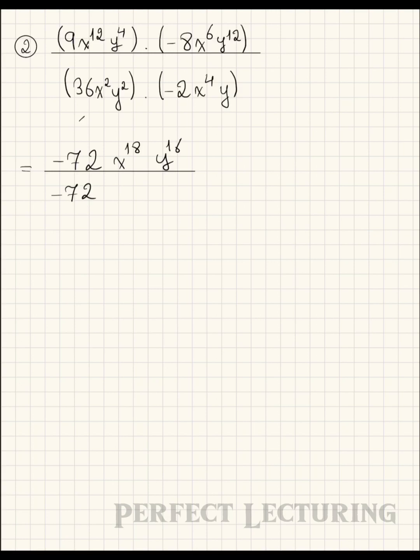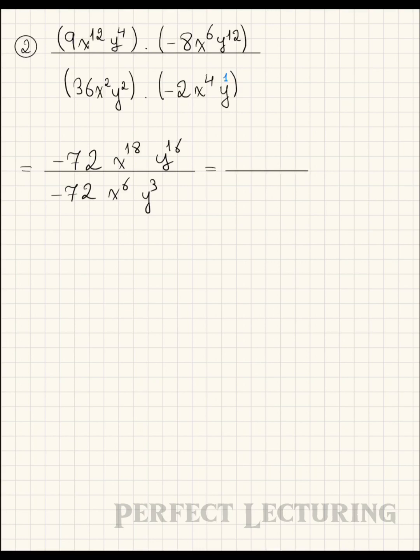We have x to the power of 2 and x to the power of 4, that is x to the power of 6. And y squared times y. What is y? Well, we said in the previous video, whenever you have something with no exponent, actually I cannot say it doesn't have an exponent. It's 1, right? So y to the power of 2 times y to the power of 1 is y to the power of 3. All right, let's move forward.